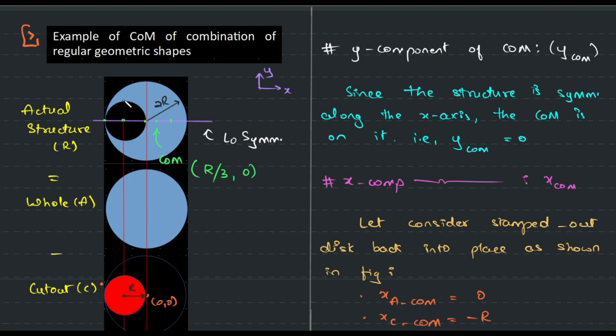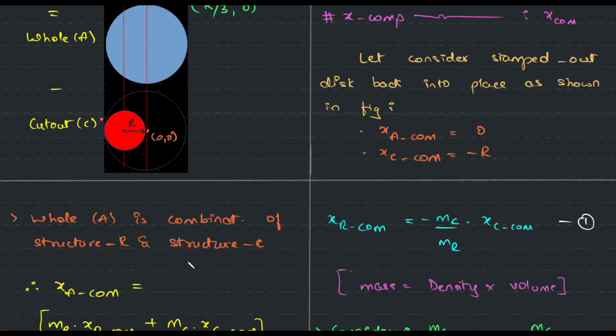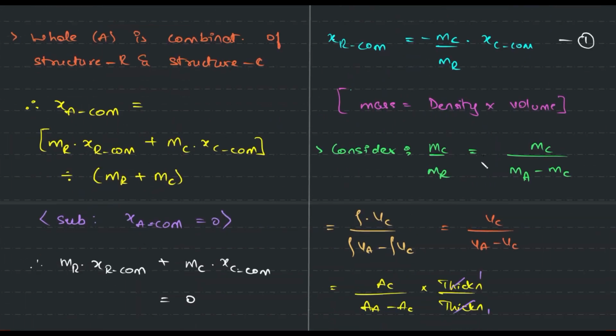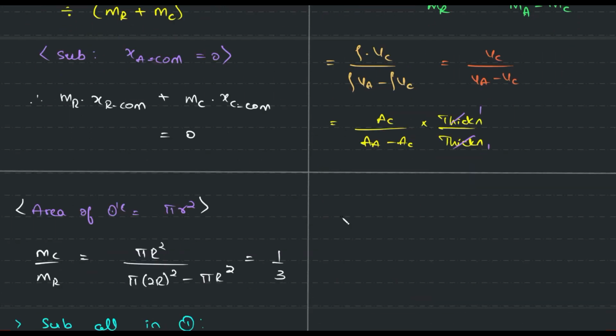And when it comes to the x coordinate, there's no clear-cut symmetry. So we have to figure out the exact point. Okay. So how did we do that? We took up the whole center of mass and the cutout center of mass, and we did a few math steps over here, few substitutions and all of that. And we made use of the idea that the entire structure is made up of two small structures. And so the center of mass of the entire structure is, we go back to the original formula. And a bit of simplification, and we got the answer.